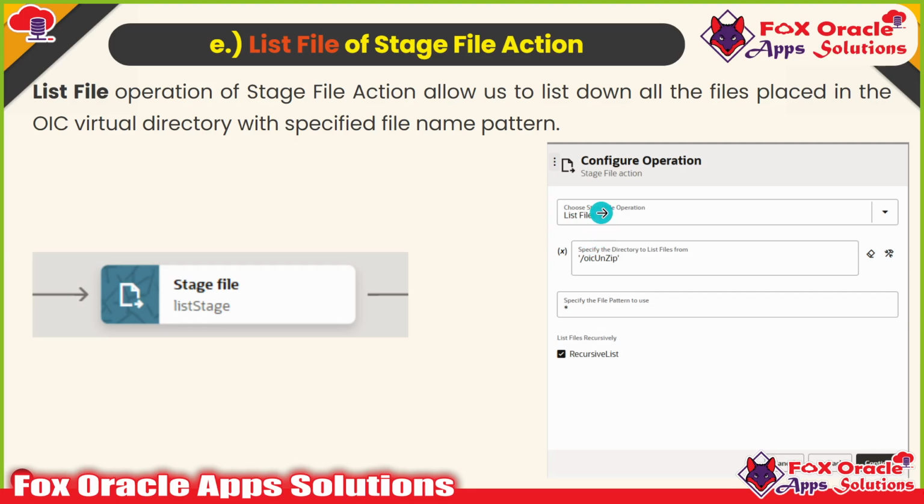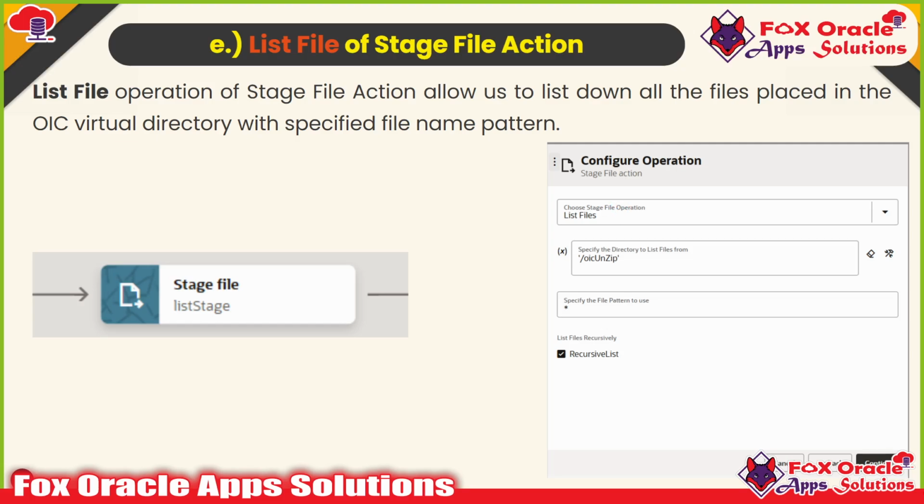In the stage file list files operation, we provide the directory from where we want to list all the files. If we are not aware of how many files are there in the zip file directory, and you want to download or transfer the file from one place to another, you want to know the name of the file, right? So that's why we have the list file operation, so that it will return you the list of files available.